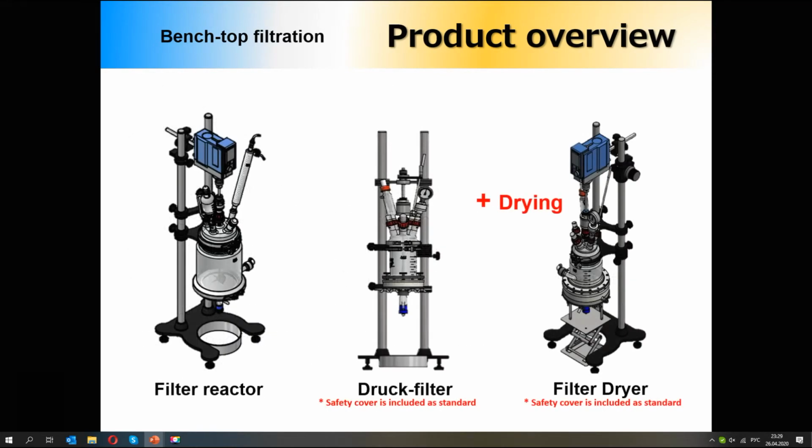So what kind of equipment does Asahi offer to solve these kinds of problems, to answer these kinds of questions? Well, first of all, there's the filter reactor. The second type of equipment is the Druck filter.